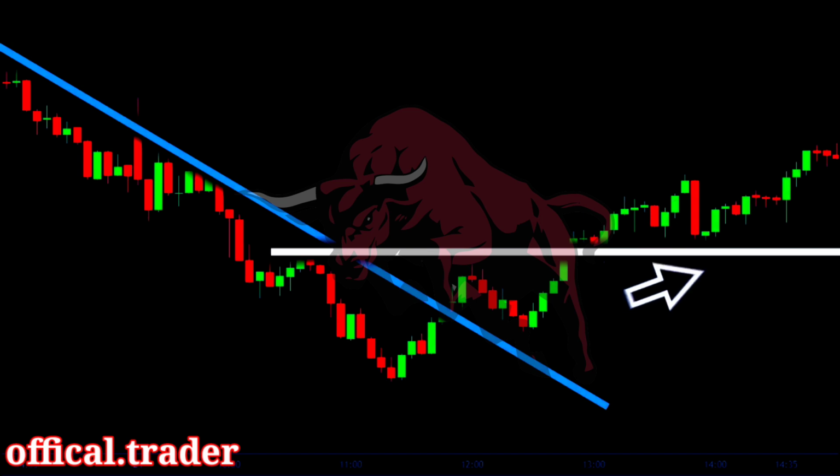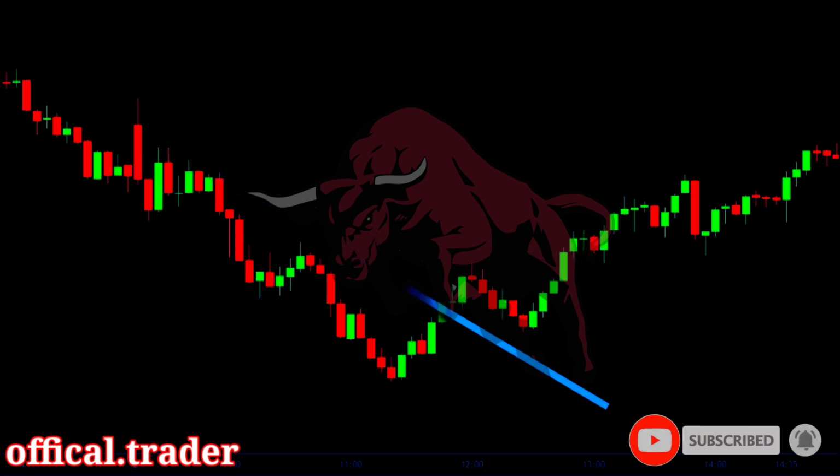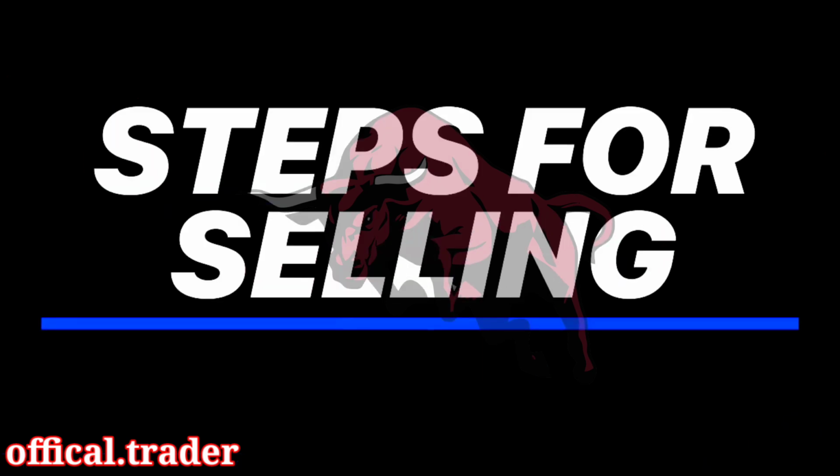We can keep our stop loss below the support level, and we can place our targets at 1:1.5 risk-reward ratio. And as you can see, we made profits on this trade. Now, let's look at the rules for selling.